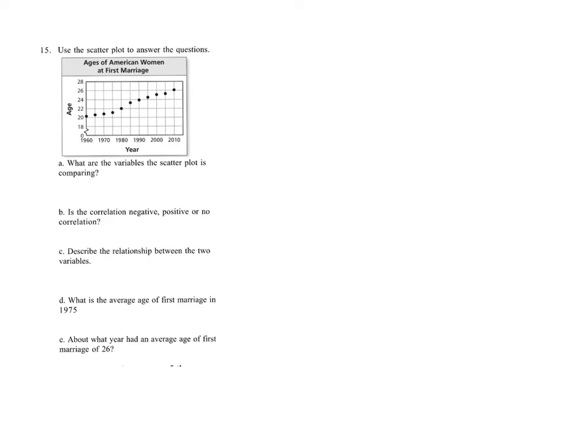So number 15, we're analyzing a scatter plot. Use the scatter plot to answer the questions. What are the variables the scatter plot is comparing? Okay, that's what's the scatter plot about. Year and age. What is the scatter plot about in general? Age of American women at first marriage and the year.